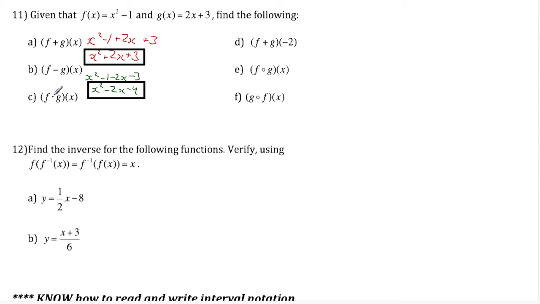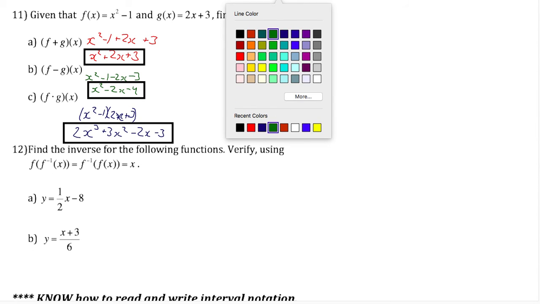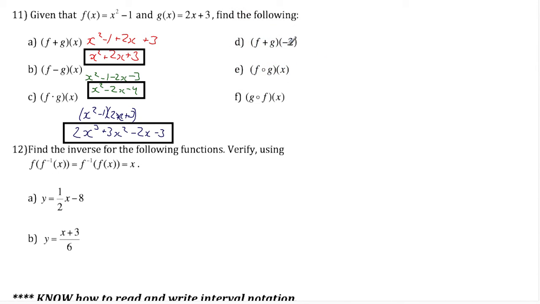And finally, f times g. This is a times, it's a dot. This is not a composition of functions, like g of f of x or f of g of x. This is multiplication, so we multiply. So we get x squared minus 1 times 2x plus 3. I'm really struggling with my x's. So we get x squared times 2x is 2x to the third, x squared times 3 is plus 3x squared, minus 2x, minus 3. That's it.